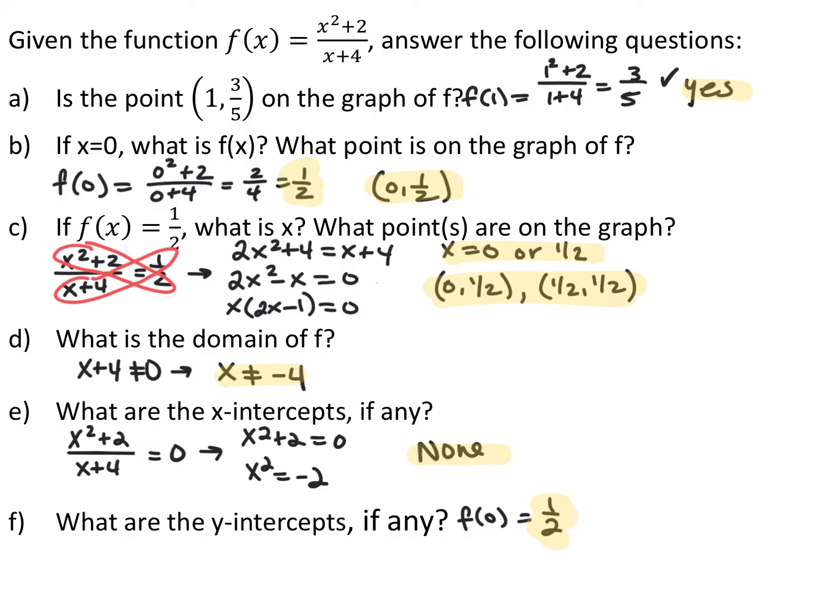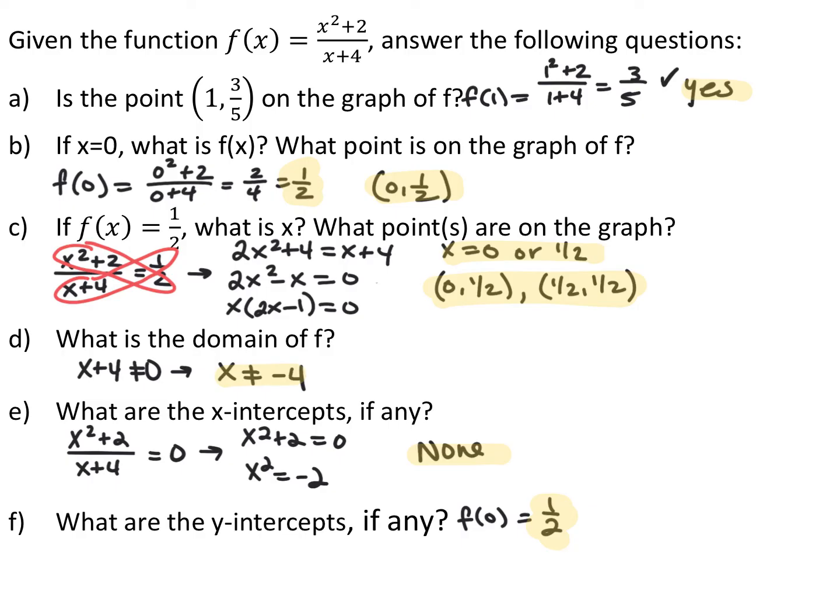E, what are the x-intercepts, if any? So a couple sections ago, we talked about x-intercepts. That's when your y-coordinate equals 0. So I set my function equal to 0. I multiplied both sides by x plus 4. So I got x squared plus 2 equals 0. So x squared equals -2, which is not possible in the real plane. So therefore, there are no x-intercepts.